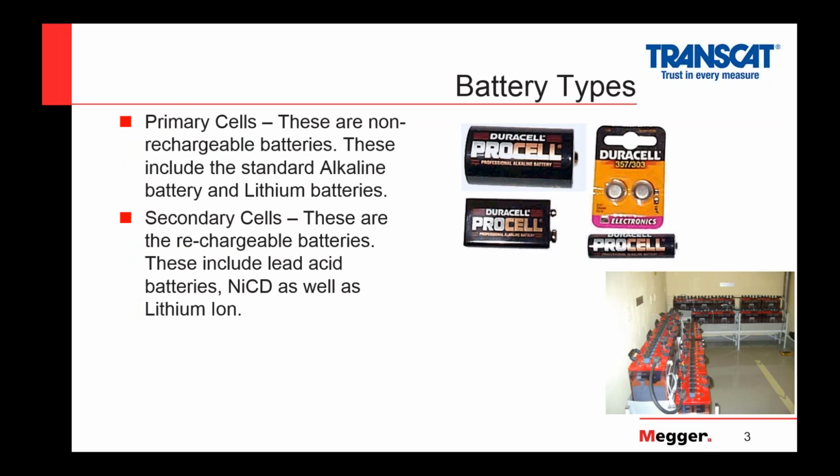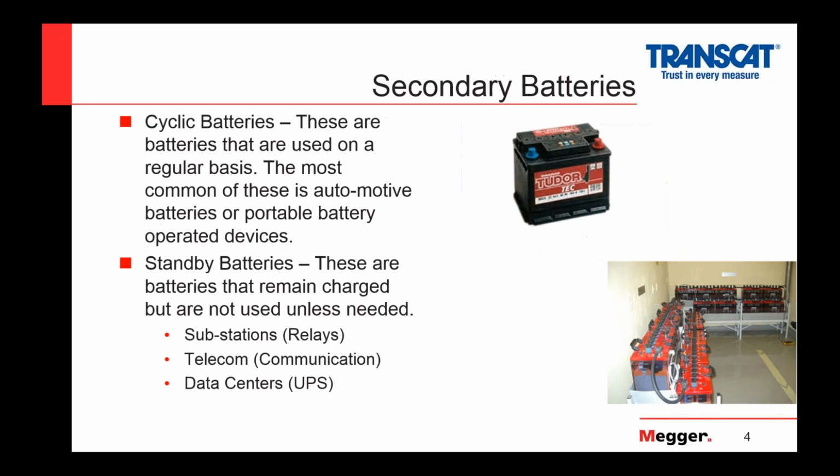Let's start off with the battery types. We're going to start off with the basics. You have the primary cells and secondary cells. Primary cells, these are the cells we're all familiar with. These are our Duracell or Energizer, and when they die, we throw them out. They're called primary cells because as soon as they're manufactured, they are fully charged. Secondary cells, these are our rechargeable batteries. These include lead acid, NiCad, lithium ion, and they're called secondary cells because when they're manufactured, they don't have a charge. They have to have a secondary operation to charge them up.